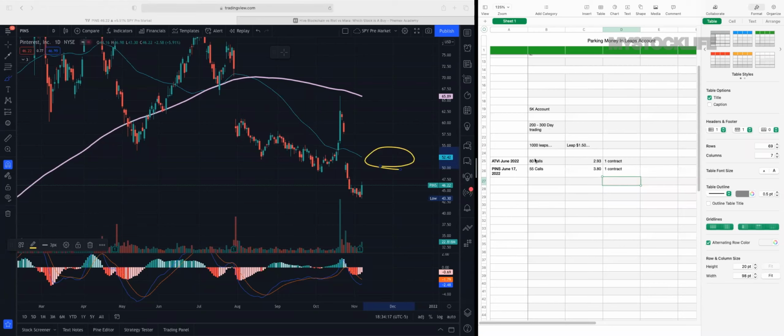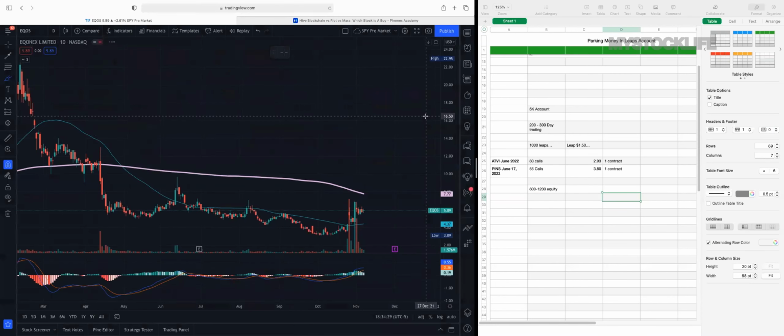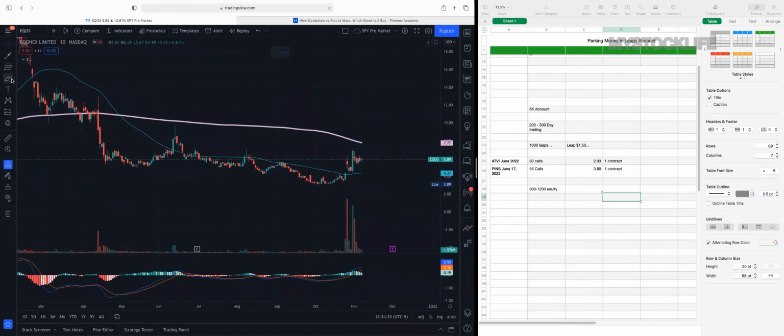So $200 to $300 for day trading, $1,000 in leaps, and then about $800 to $1,200 on equity trades. What kind of equity trades now? For example, maybe something like EQOS, the alert that was sent, right? A chart which is setting up nicely, a strong base, right? And you have to be very disciplined with stocks like this. It has broken out, and now it's retesting these levels.